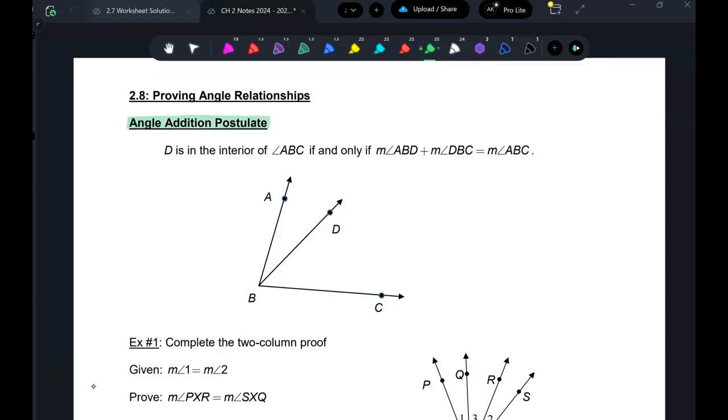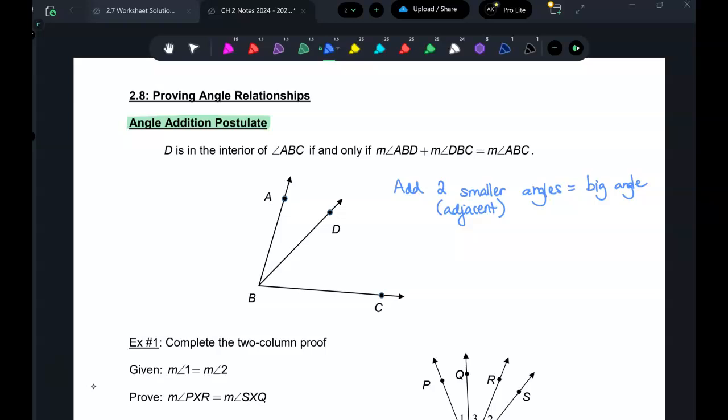This just says if I have two smaller angles, and it's not just smaller, but also adjacent angles, that equals the big angle. Okay? So I have two adjacent smaller angles. They have to add up to the big angle.